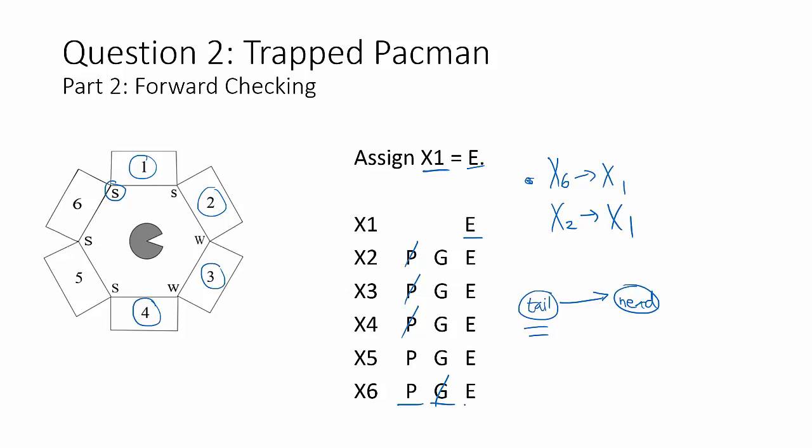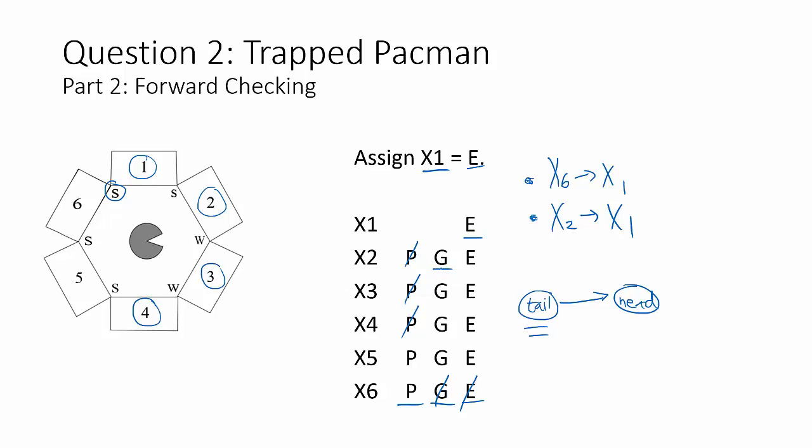How about assigning E to x6? Well, assigning E to x1 violates the constraint that adjacent corridors can't both be exits, and so we delete E from x6's domain. We repeat the same process for x2 to x1, and for the same reasons.